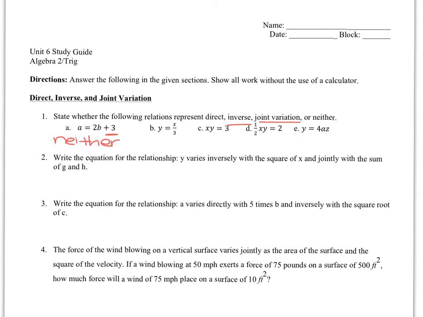Part B says y equals x over 3. That's a linear function where my b is 0, so this is a direct variation. For C, if I were to solve this for y, I would divide by x on both sides, so I'd have y equals 3 over x. Since x is in the denominator, it's an inverse variation.